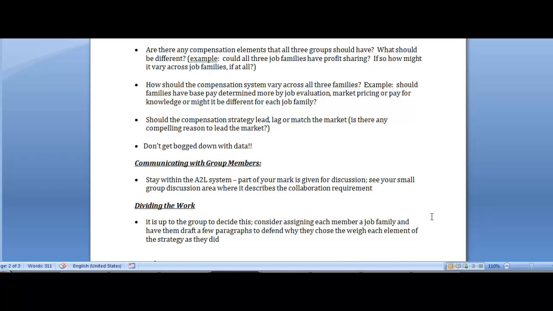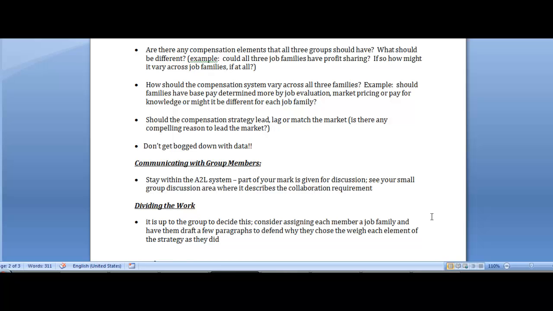Some groups have already asked about peer review, peer assessment if somebody doesn't pull their weight. We thought about that before we launched the project and before we created this environment. So that's why we required that you stay within the environment, at least to meet the minimum requirements of the collaboration requirement. All right.